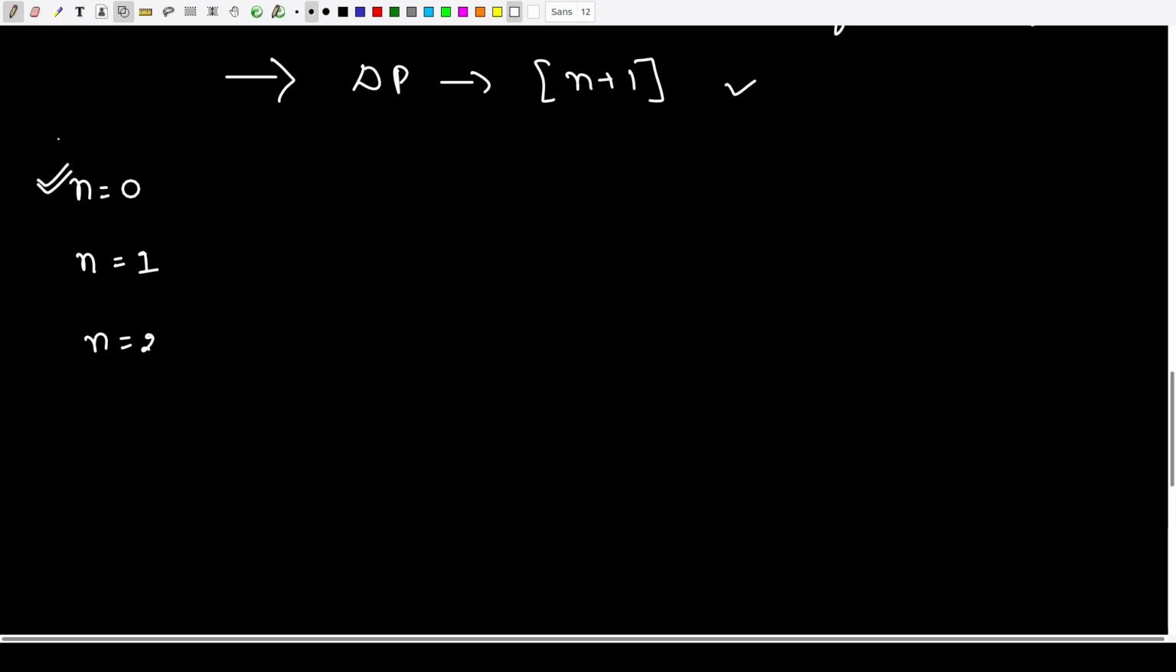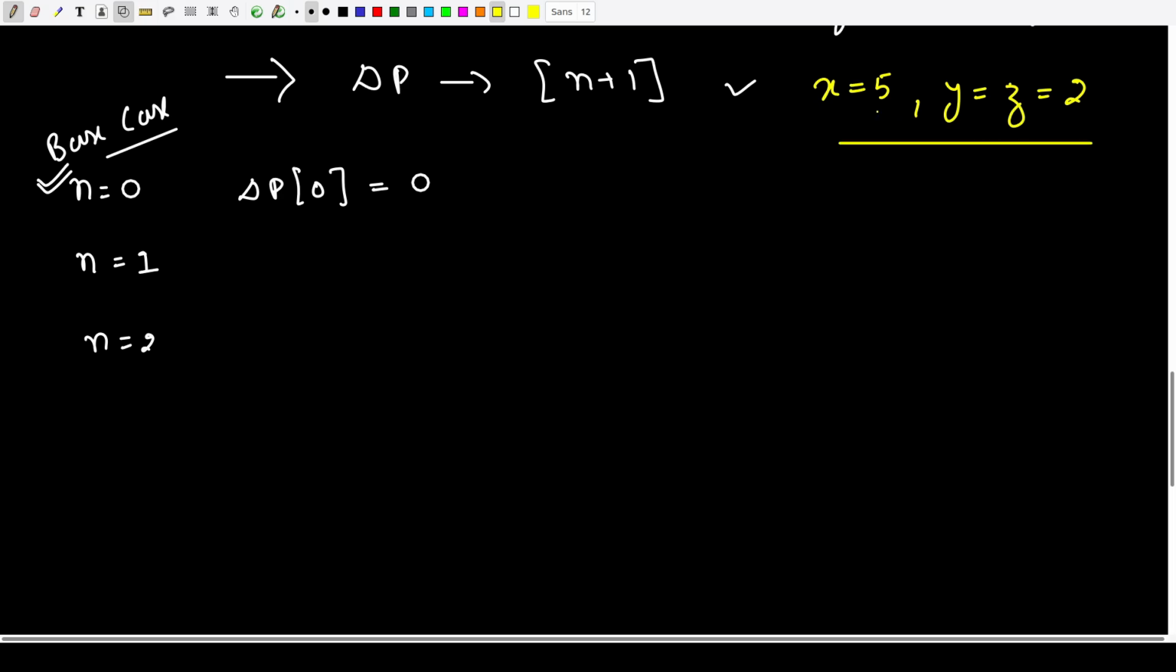The first case, which is n equals 0, is also our base case. In this case, the length of the line segment given to us is 0. In such a case, it is not possible to cut the line segment, because of which dp of 0 will be equal to 0. And folks, please recall the value of x equals 5, y and z equal 2. So let us proceed forward.